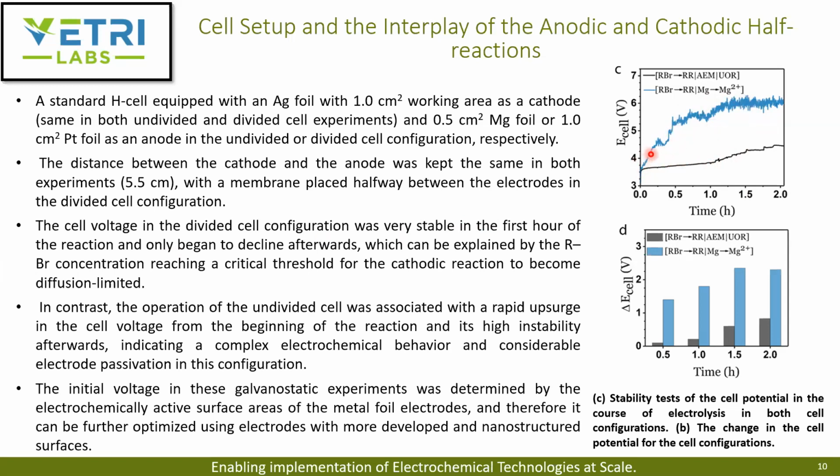In contrast, in the operation of the undivided cell, we can see a rapid upsurge in the cell voltage from the beginning of the reaction, and its high instability afterwards can be caused by considerable electrode passivation in this configuration. Also, the initial voltages that they used in these galvanostatic experiments were determined by the electrochemical active surface areas of these metal foil electrodes, which can also be optimized by using nanostructured electrode surfaces.